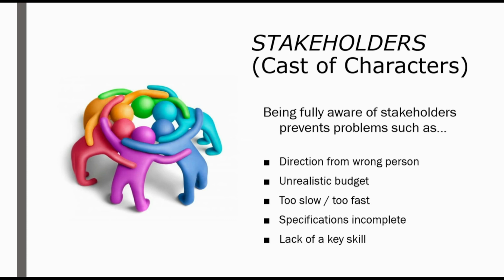Also, moving too slowly on the project or moving too quickly because the real decision makers have a different idea of time frames. Perhaps working with a set of specifications that is not complete because, for example, a building inspector was not consulted. Or maybe going through a project lacking a key skill that is needed for an important part of the project's performance. This concludes our exercise on analyzing a project's stakeholders.